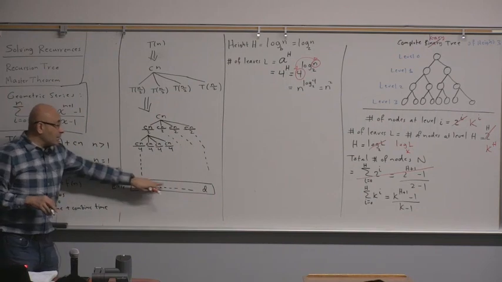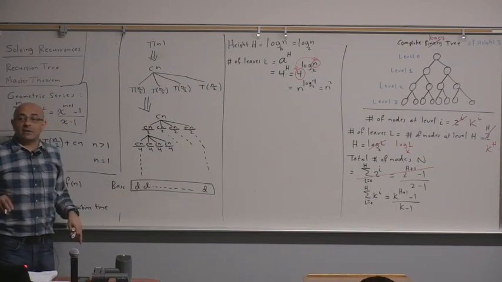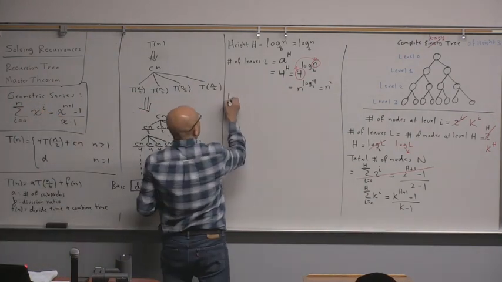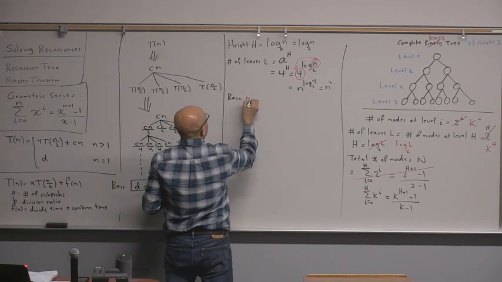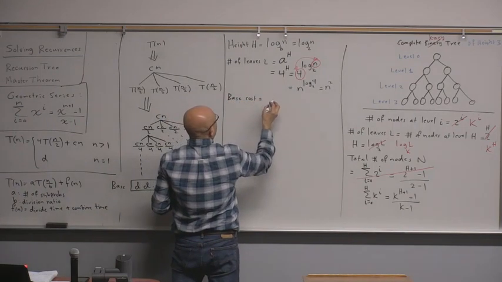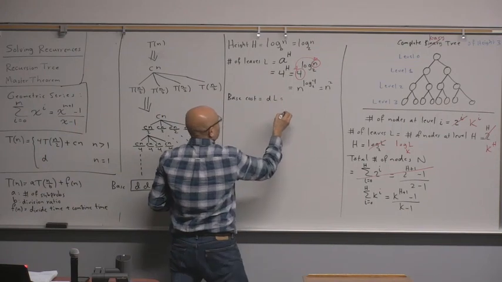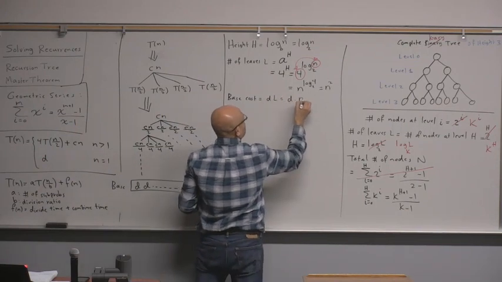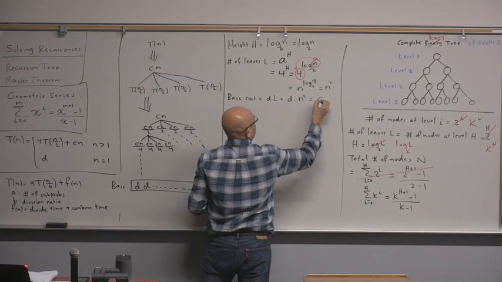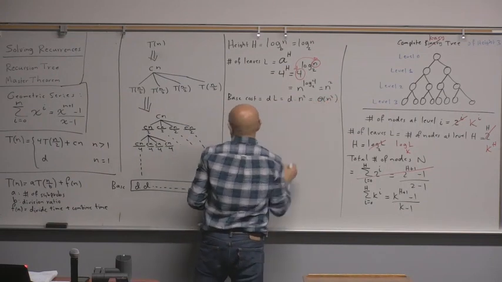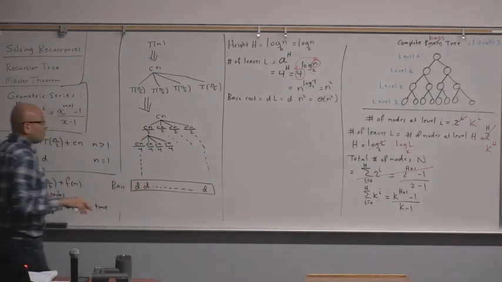Now, given the number of leaves, we can go ahead and calculate the base cost. So the base cost equals L or dL, and this is d times n squared, and this is theta of n squared. So now we have theta of n squared at the base.